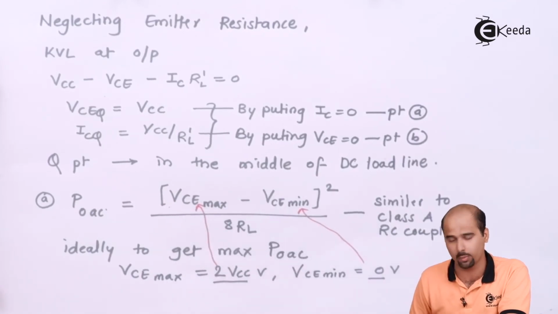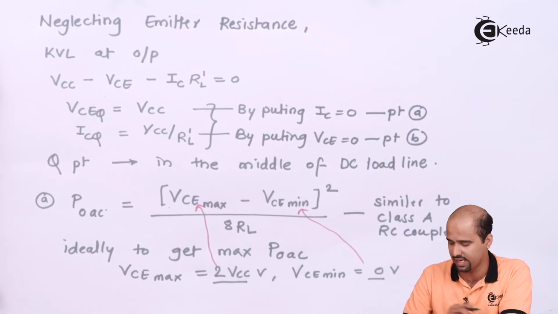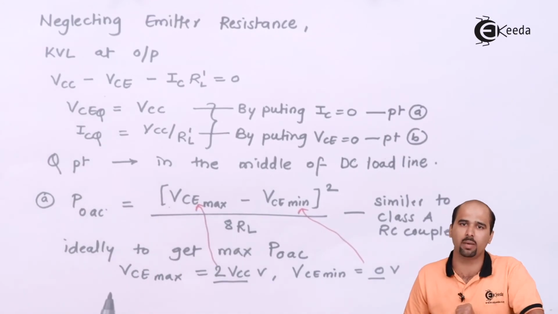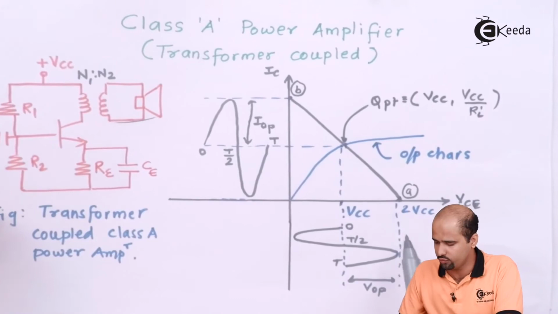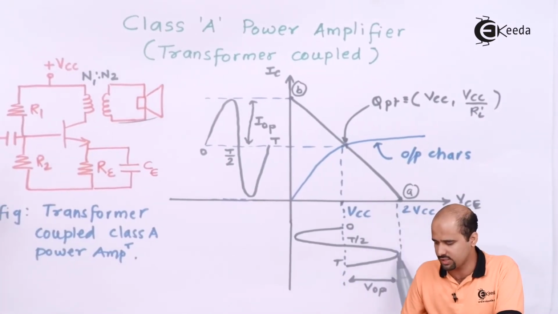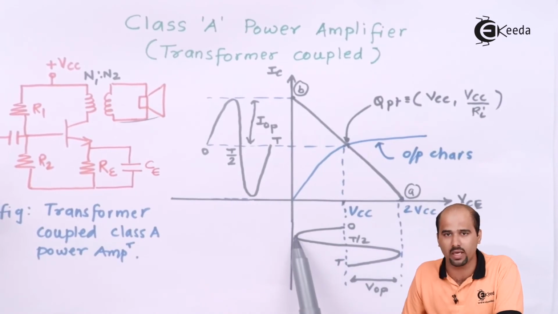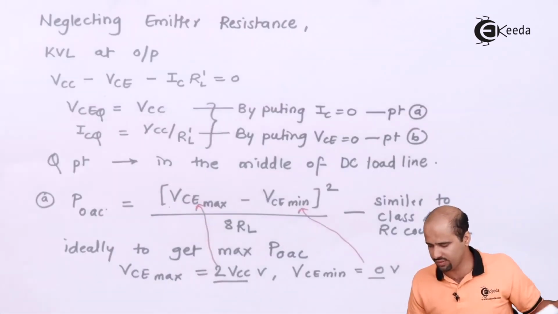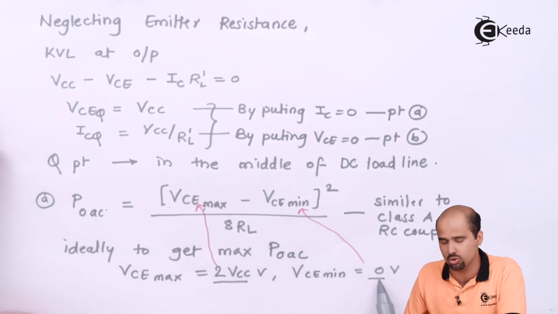Now in that formula, ideally to get the maximum value of output AC power, VCE max will reach the final value of 2 VCC, right? So 2 VCC is your maximum value and 0 is your minimum value ideally. So if I put the value of VCE max equal to 2 VCC and VCE min equal to 0 volts.